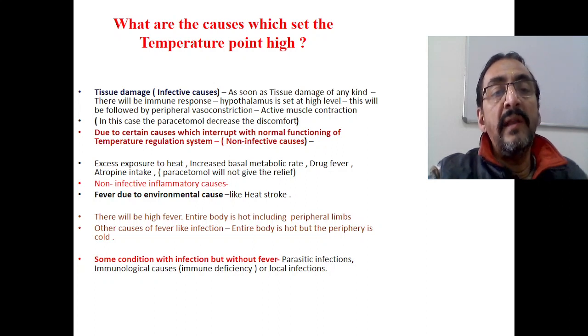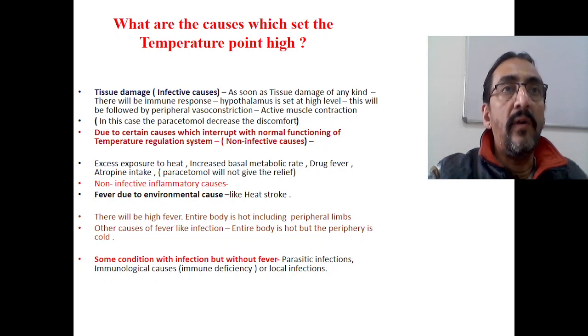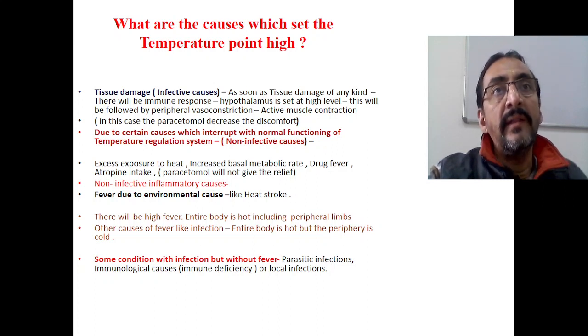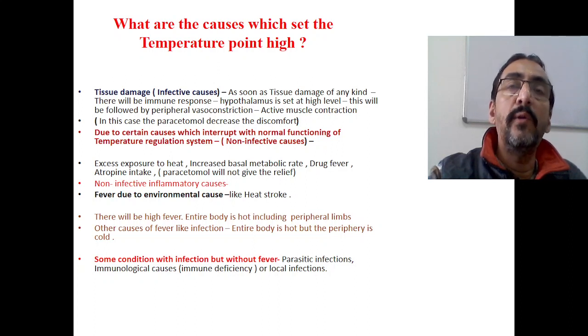Then the non-infective inflammatory causes are there. For example, autoimmune disorders. In autoimmune disorders, actually there is no infection. It is our own body's immune system attacking our own body cells or tissues, and as a result there is an immune response, and immune cells go there and start fighting with our own body cells. An immune complex is formed, and as a result tissue damage takes place, and this tissue damage has to be repaired, therefore the body temperature increases.